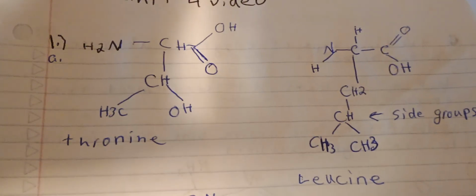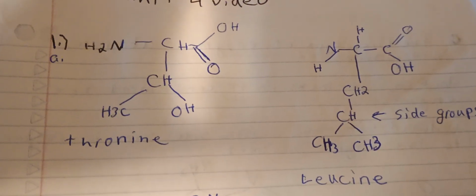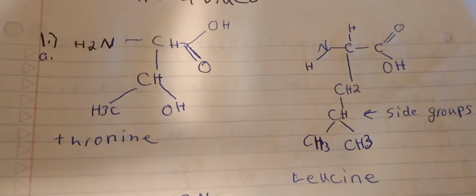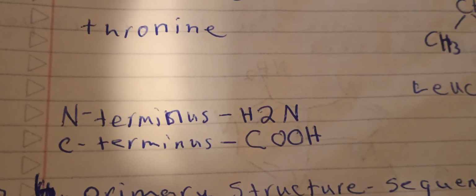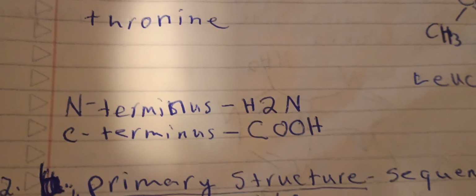For 1A, here's an example of a threonine structure and a leucine structure. The N terminus is H2N and the C terminus is COOH.